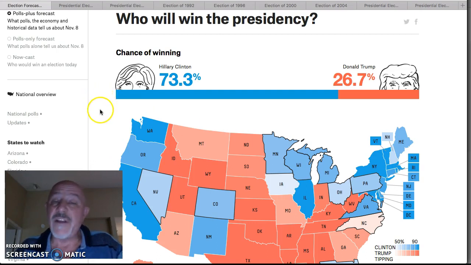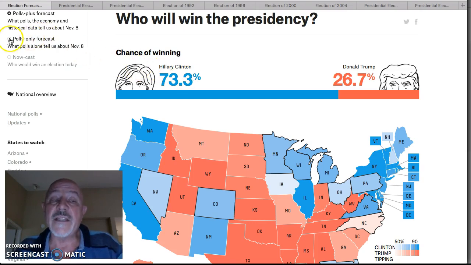Now, 538 is a very sophisticated website. They have 3 different ways of looking at this presidential election. So what these chances are based on is demographics, history, and current polling. This is probably the best indicator of the current standing of the presidential race.